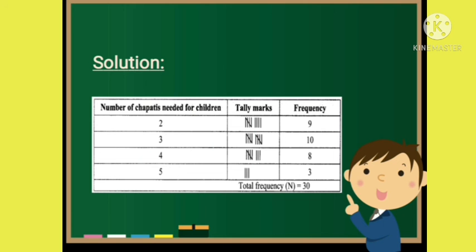The numbers which are appearing are 2, 3, 4 and 5. We are writing them in the first column. Now, the number of times each number is appearing, that many tally marks we are putting. Let us take an example. Suppose we see 2. 2 is appearing 9 times, so we are putting 9 tally marks in the tally mark column and writing the number 9 under the frequency column. At the end, we are putting the total n under the frequency column, that is equal to 30.